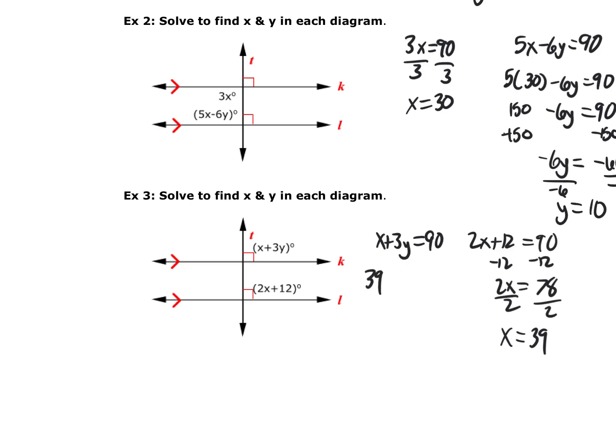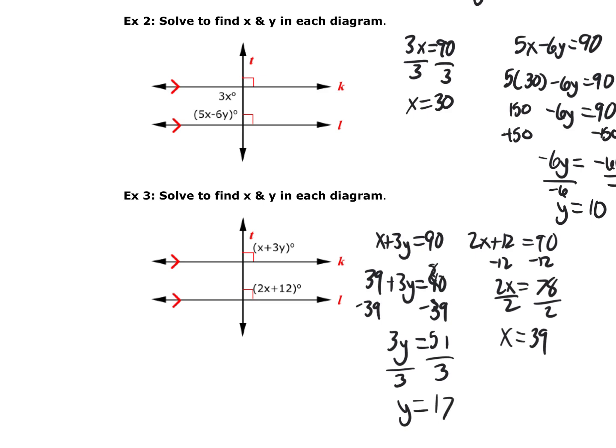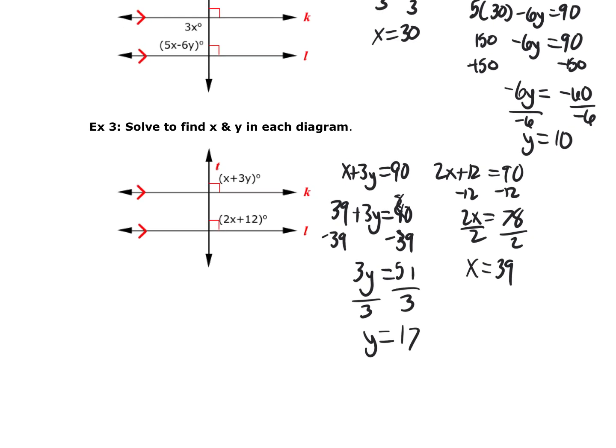So plug that in here, 39 plus 3y equals 90. So subtract 39 off of both sides. Sorry, I don't want to divide by 39, I want to subtract 39. So that is going to be 51, and 51 divided by 3 is 17. All right, there we go. That is our x and our y, 39 and 17.